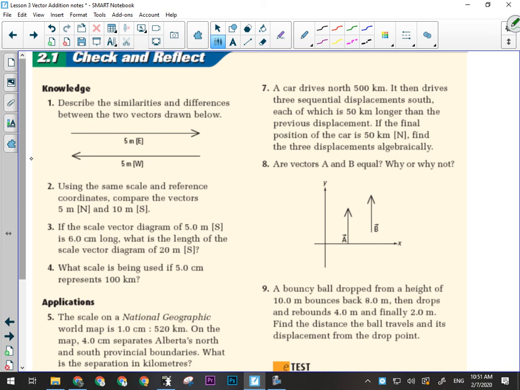So you've got a car that drives north 500 kilometers. And then it drives 3 sequential displacements south, each of which is 50 kilometers longer than the previous displacement. The final position of the car is 50 kilometers north of where they started. Find the 3 displacements algebraically or graphically, whichever will make more sense to you. I don't really care which way. But I'll give you a few minutes on that one because it's a bit tricky.